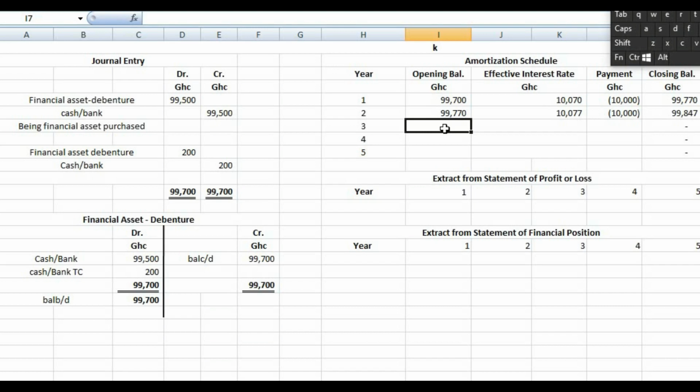So the same procedure follows. So we start with 99,847. Then we charge interest of 10.1%, but the actual figure is 10,085. Make sure you round your figure to the nearest whole number. So we are going to have this.